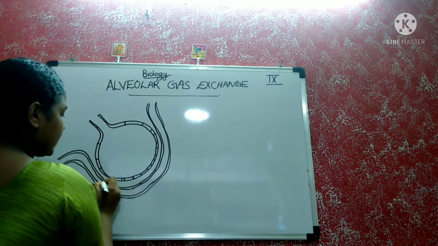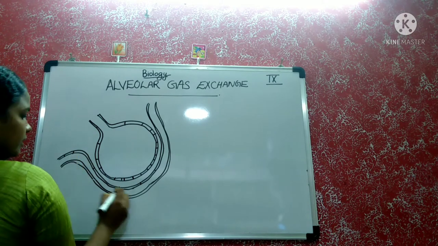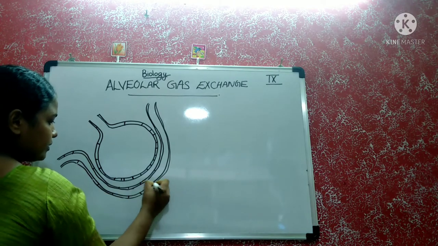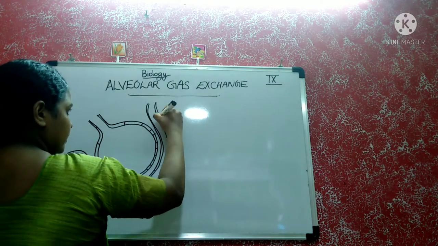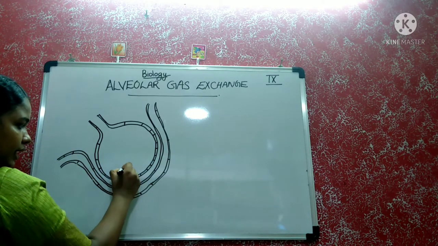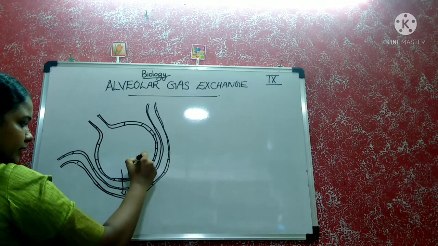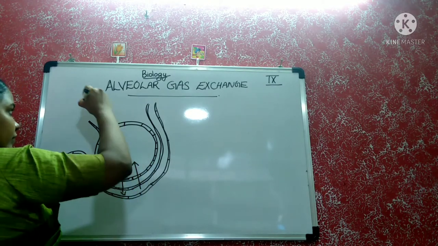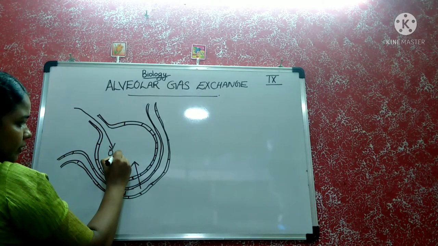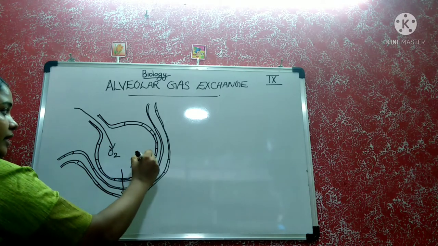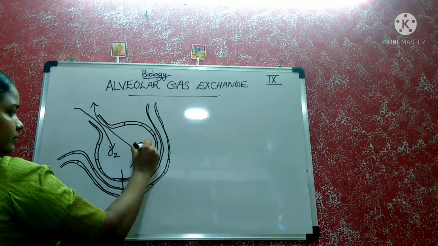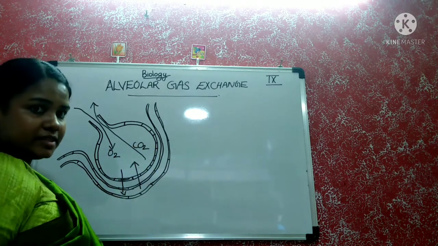The blood capillaries consist of RBCs that carry the oxygen molecules. Exchange takes place here, in between the alveoli and the blood capillaries. When we inhale, oxygen enters into our body. Carbon dioxide is released from our body. Got it?